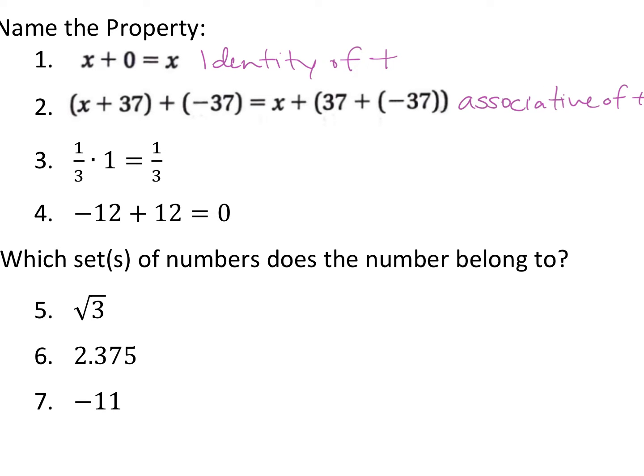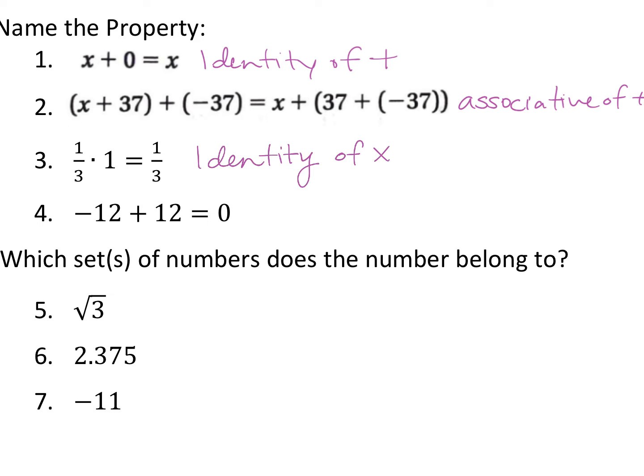All right, number 3, 1/3 times 1 equals 1/3. What is that? Started as 1/3 and it ended as 1/3. Not inverse, identity. So this one's identity also, but this is identity of multiplication.